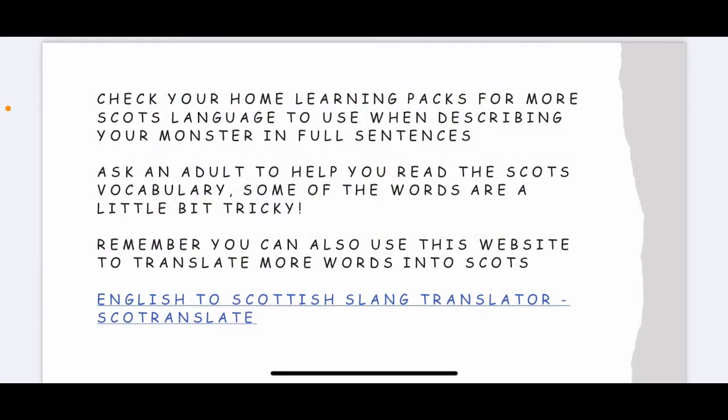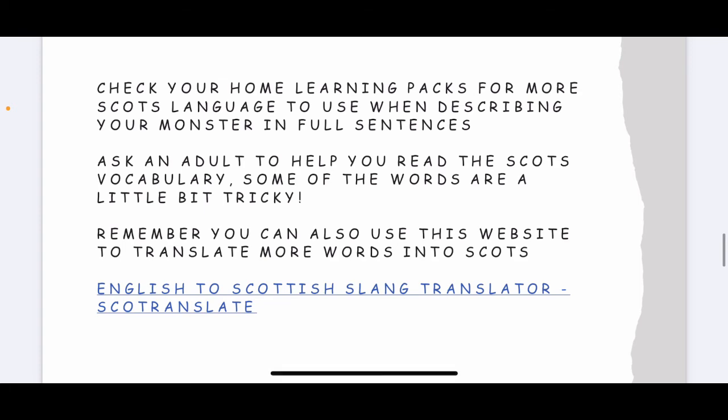So remember to check your home learning packs for more Scots language to use when describing your monster in full sentences, and ask an adult to help you read the Scots vocabulary because some of the words are a little bit tricky to pronounce. Remember, you can also use this website here to translate more words into Scots if there are some words that you would like to use that are not in the word bank.